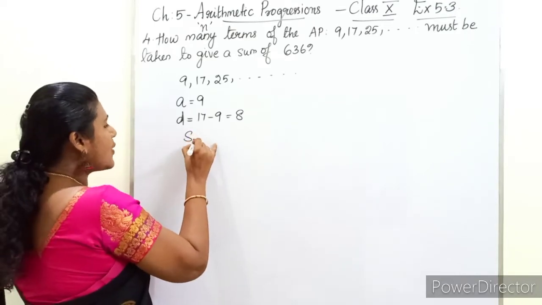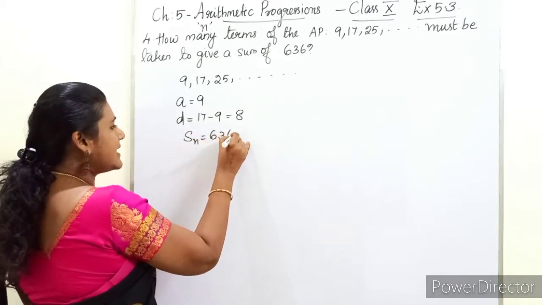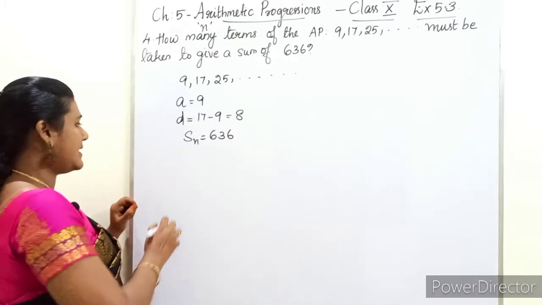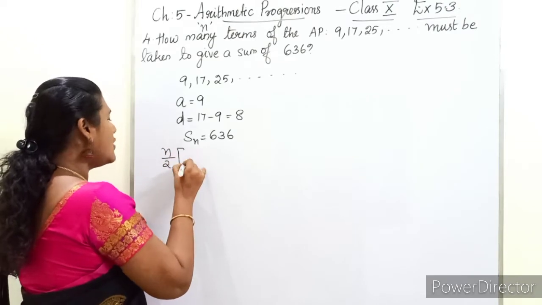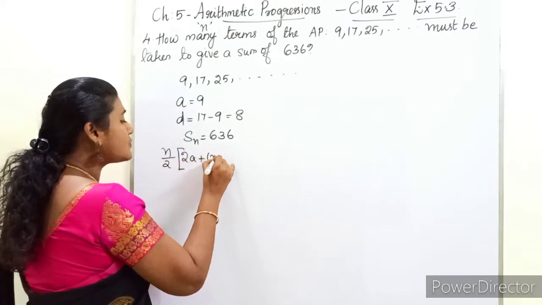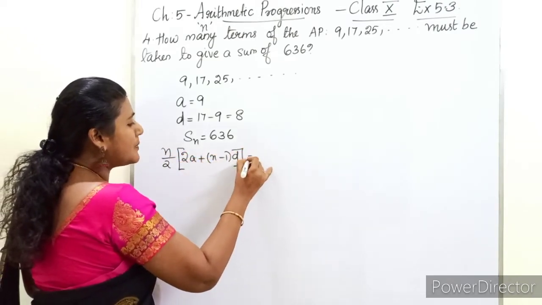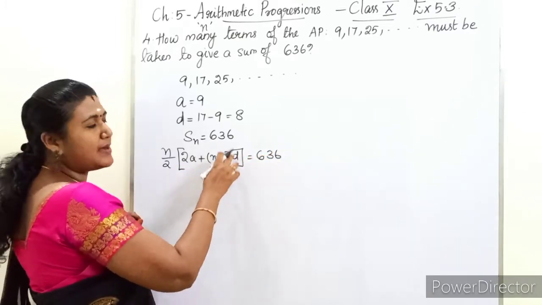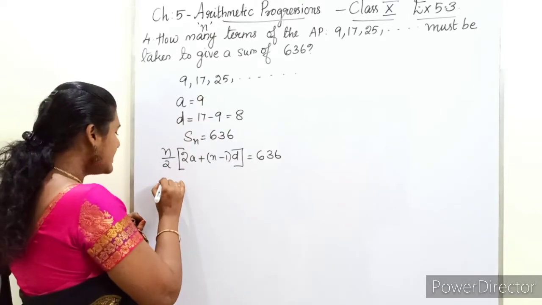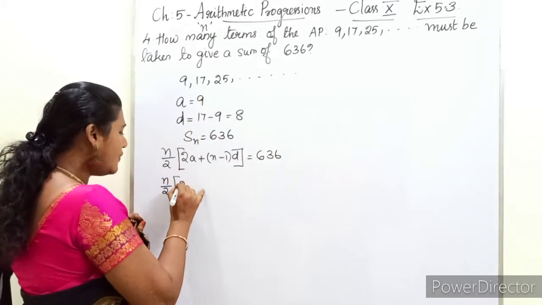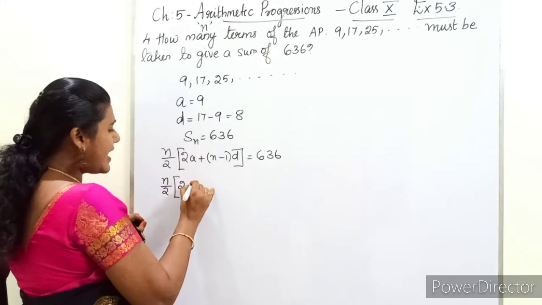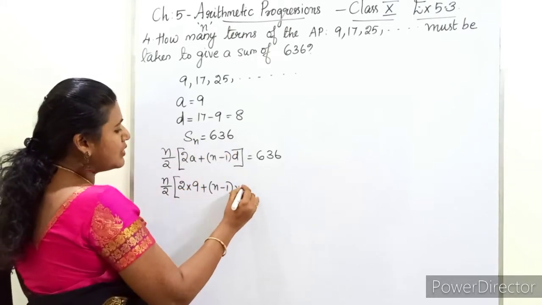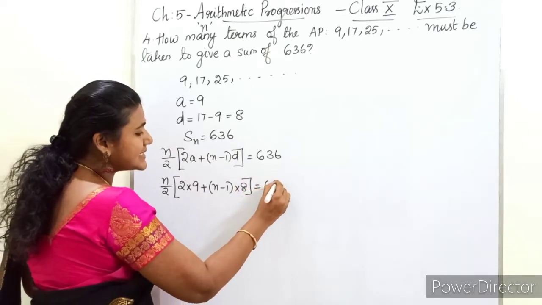Now Sn is equal to 636. Sn value is given as 636. Now what is the formula for Sn? n by 2 into 2A plus (n minus 1) into D. So this is the formula for Sn. In this formula, in place of A and D, we will substitute the values. So n by 2 into (2 into 9, the value of A, plus (n minus 1) into 8, the value of D) is equal to 636.